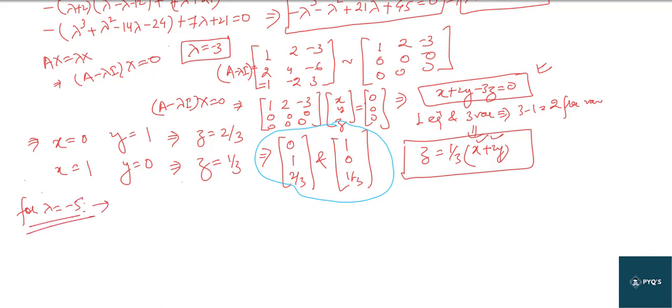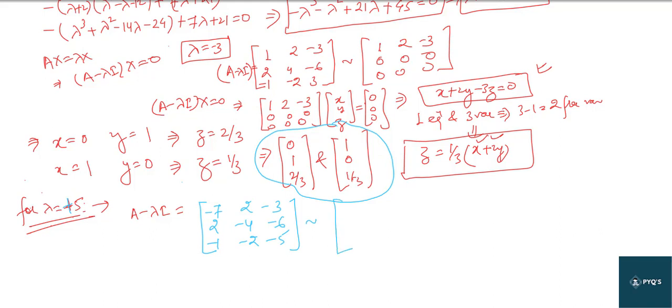For lambda equals plus 5, sorry, this is plus 5, we have to find A minus lambda I again. So A minus lambda I, I'll take another ring. If you try, you will get these things after applying lambda equals plus 5: 2, minus 4, minus 6, minus 1, minus 2, minus 5. Okay.